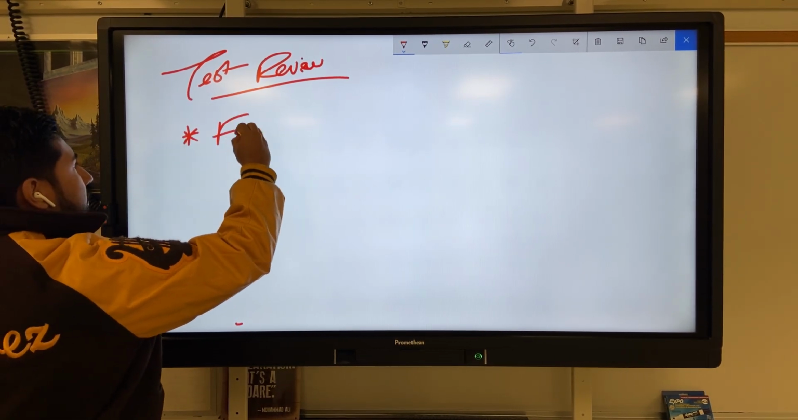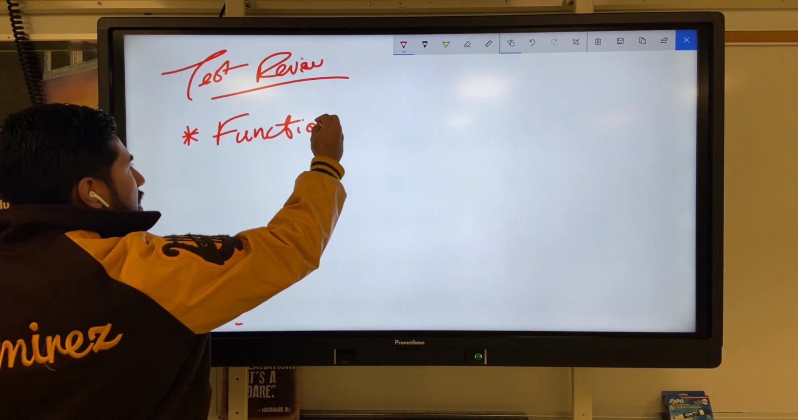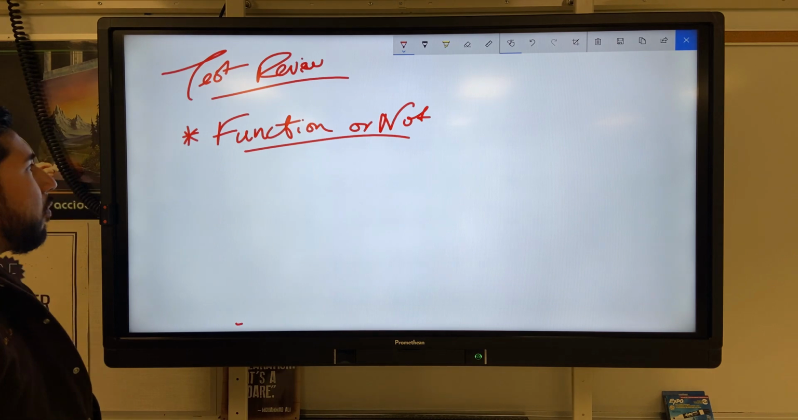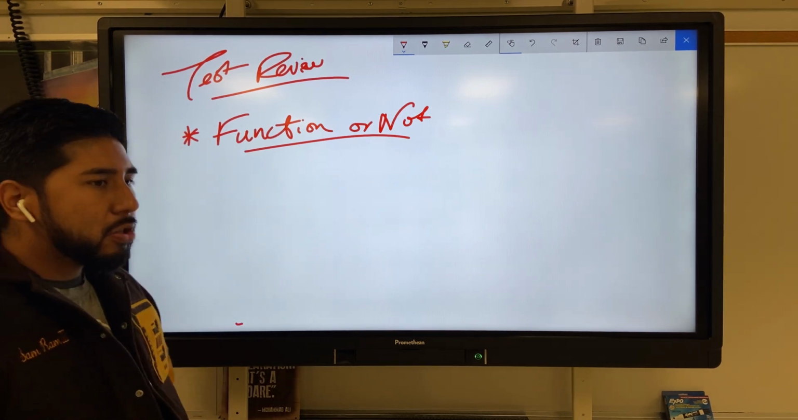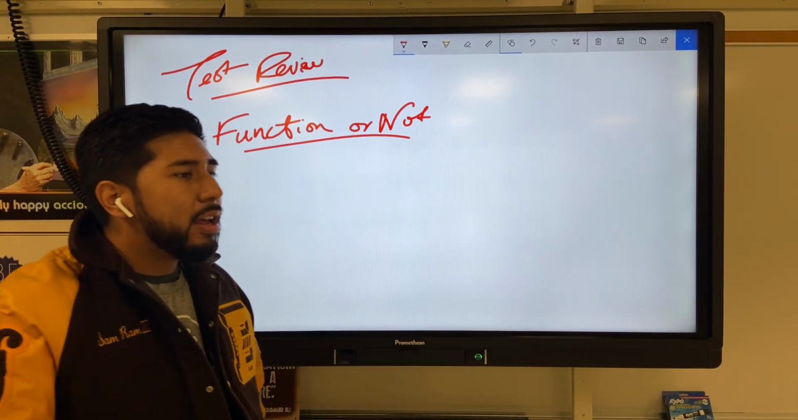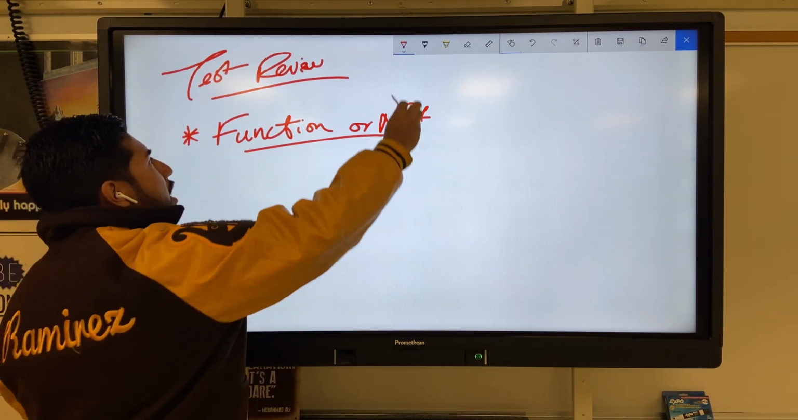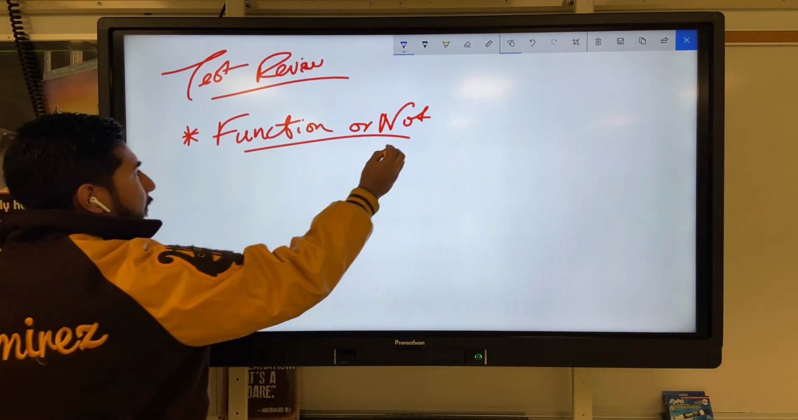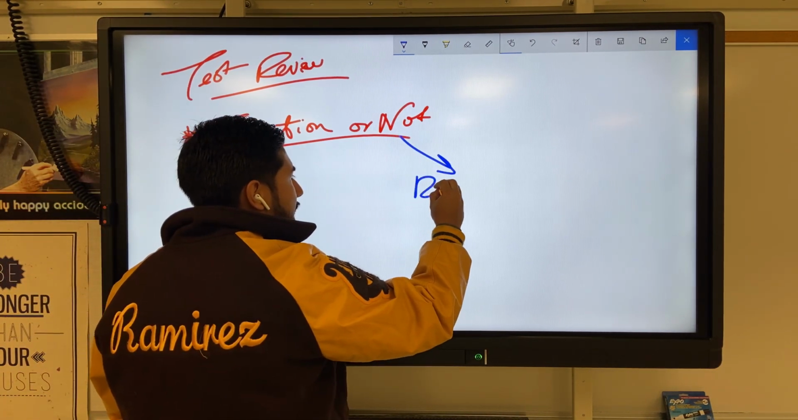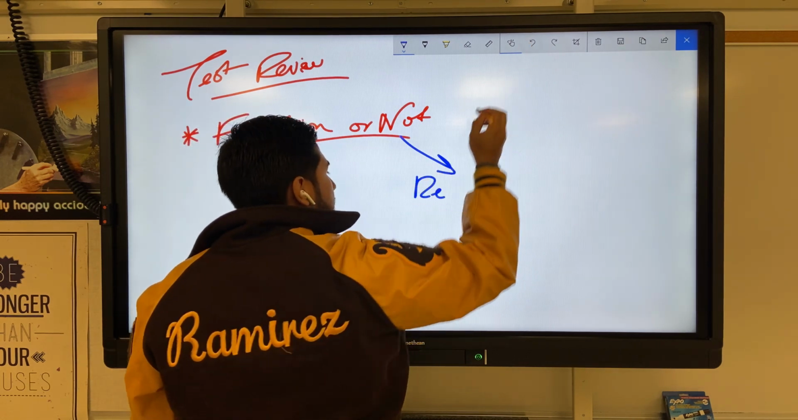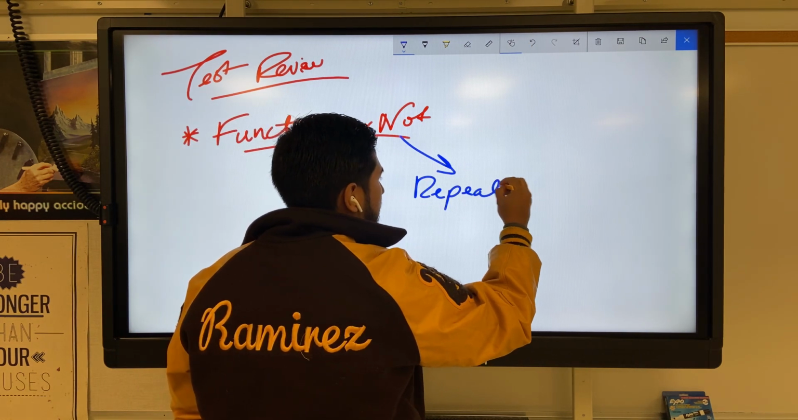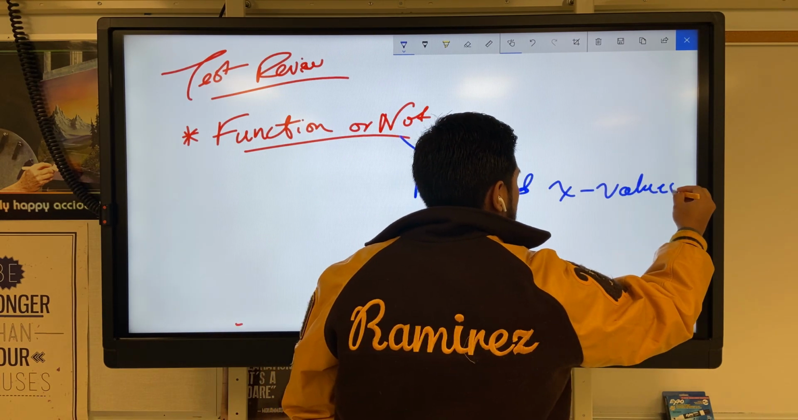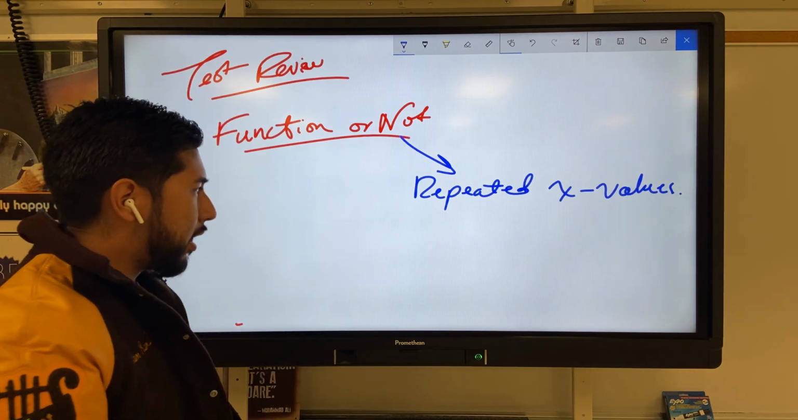First thing, function or not. All right, we should hopefully already have a great idea of what functions are because we did it in 8th grade and we're doing a quick review on it right now. Please remember what makes it not a function is repeated x values. So make sure you're looking at the x values.